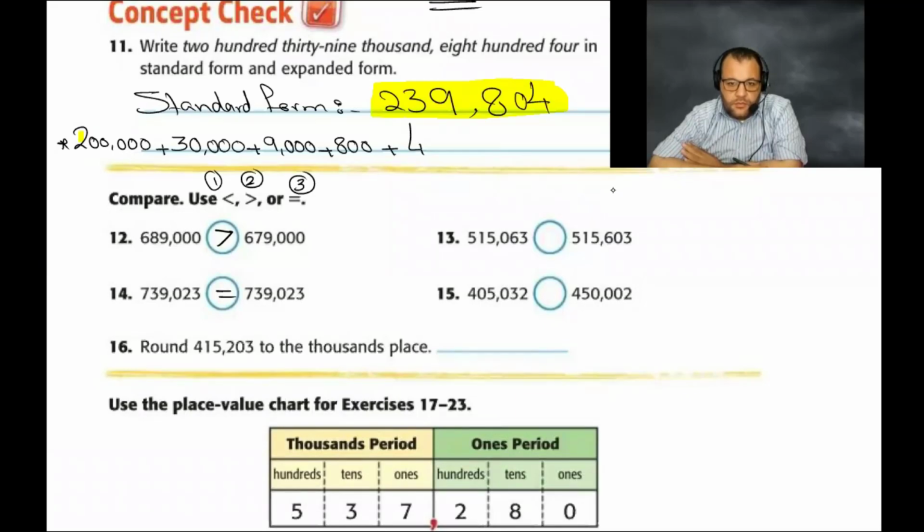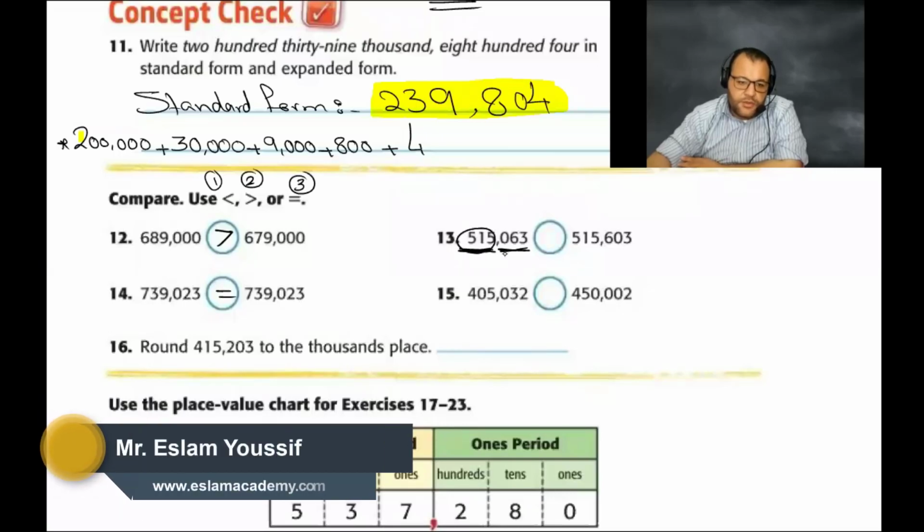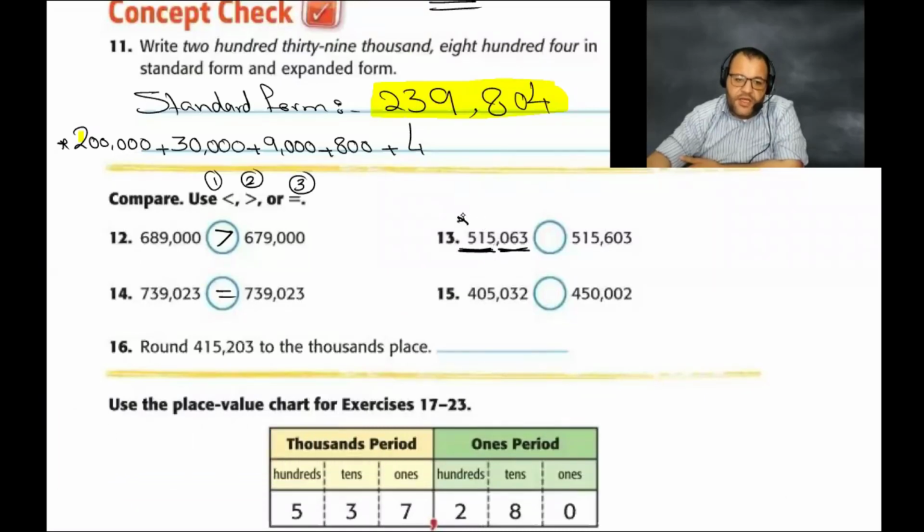Can you read the number? 500,000... How do you read the number? At the first, we divide it into periods. That is the first period, and that is the second one. Can you read this number? 515. 515,000. Then read the other part.